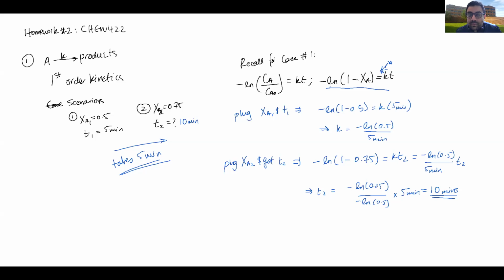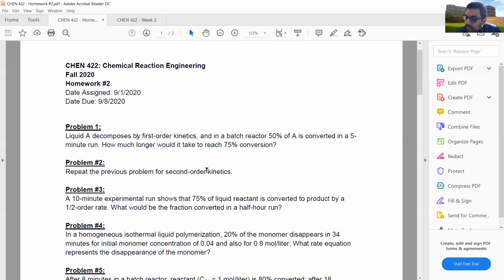And let's go back to the homework and have a look at problem number 2. You're being told, repeat the previous problem, but for second order kinetics. Okay, that's fine. So let's go to the whiteboard. Now we're doing problem number 2, and you're being told, repeat number 1, but you have second order kinetics.